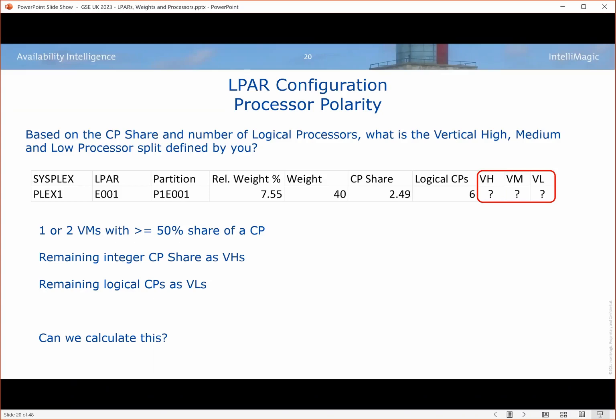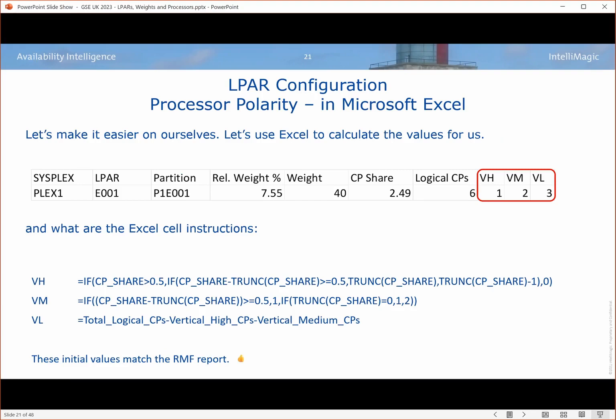And we can calculate this as well. So to make life easier for myself, I've had these formulas for Excel, which you certainly should try to use yourselves, where we can calculate, based on the relative weight and the CP share for that CEC and the number of logical CPs we've defined, what the vertical high, medium, and low processors and the numbers are going to be. And in this case, yes, it matches the RMF report. That's good. That's what we hope for, and that's what we expect.